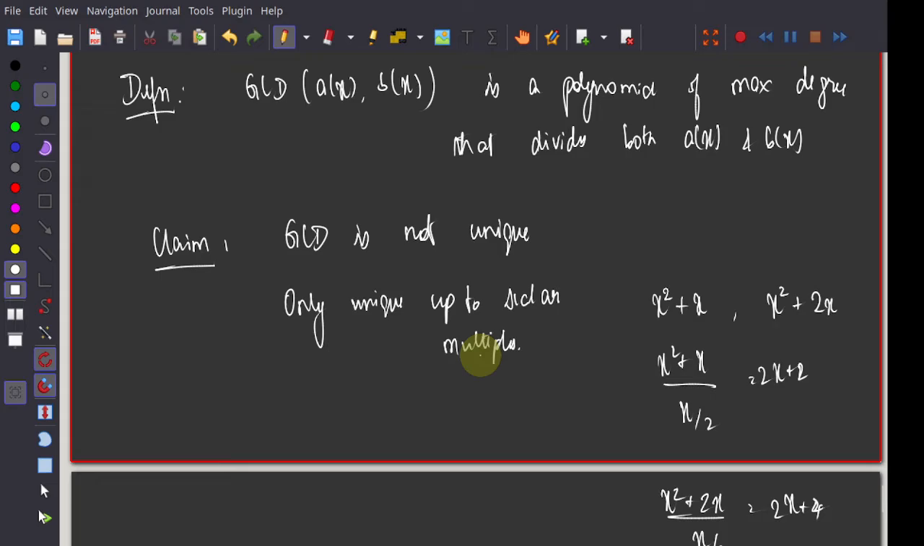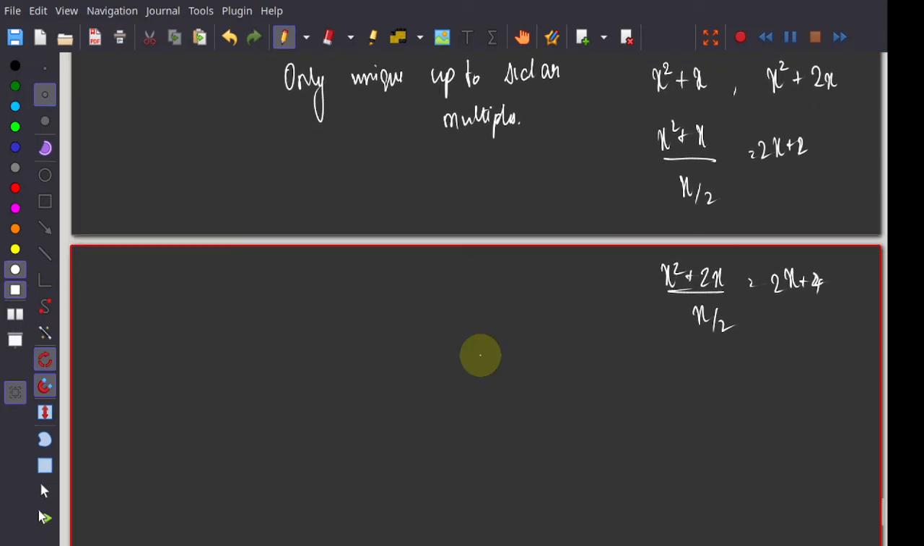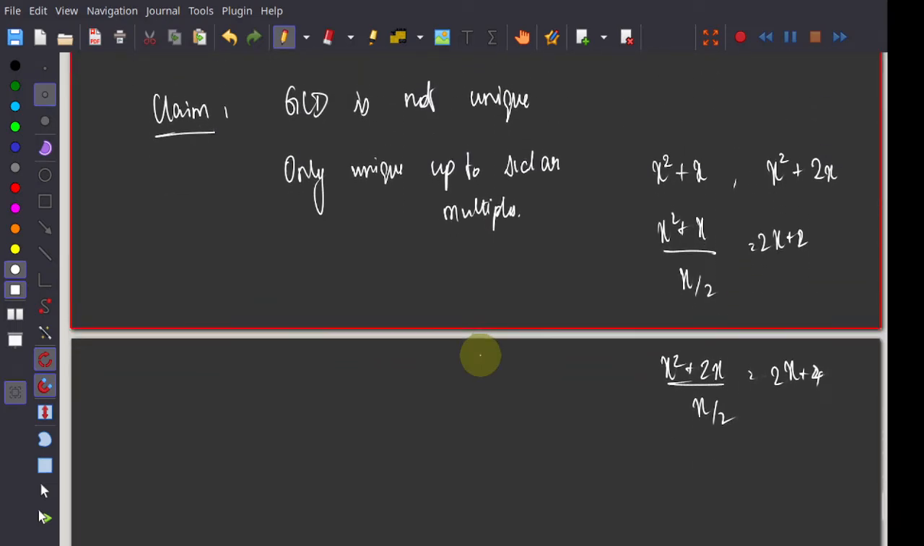One way to resolve this issue is to force the coefficient of the highest degree term to always be equal to 1. So in this case, if I said that the coefficient of the highest degree term, which is x in this case, should always be 1, then the GCD is unique. It has to be x. x by 2 is not a valid GCD because the coefficient of the leading term is not equal to 1. But we will say that GCD is unique up to scalar coefficient.